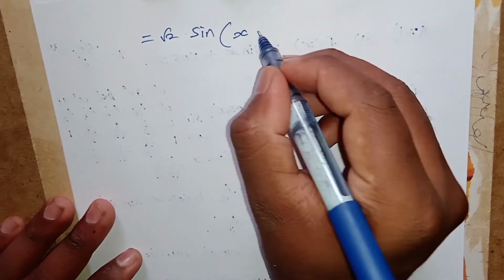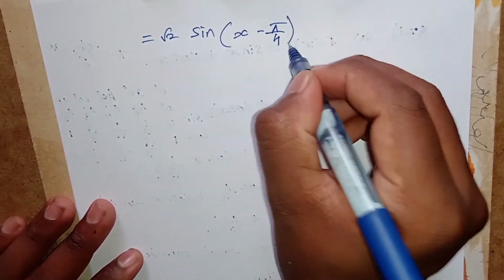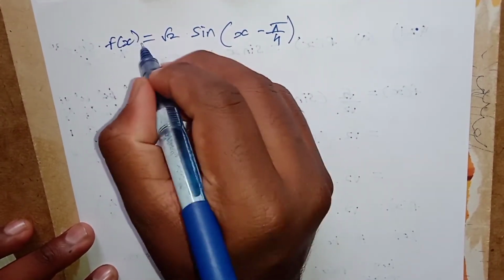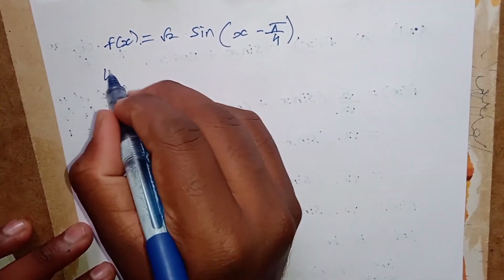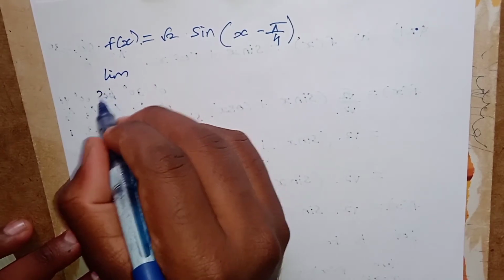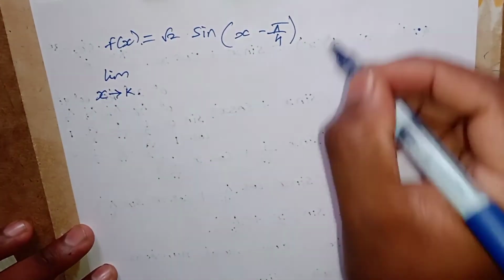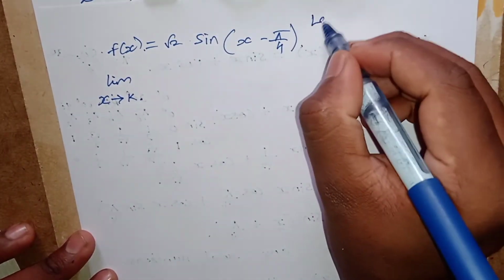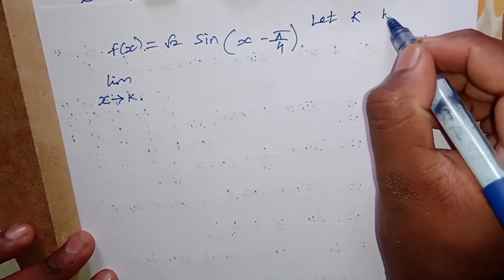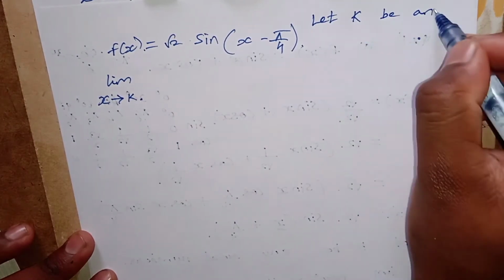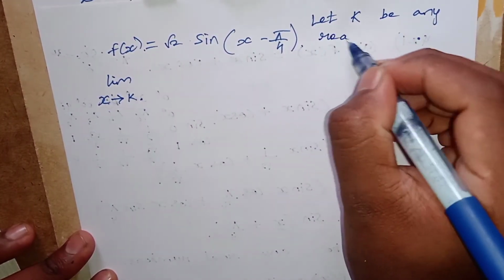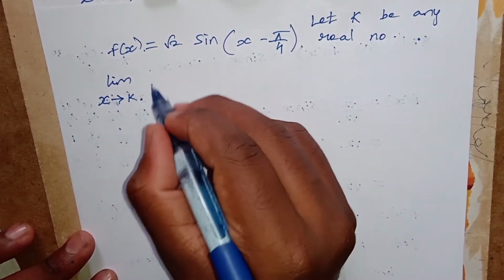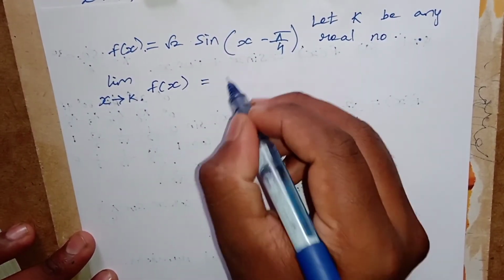Here, x minus pi by 4. Okay, here it is my function f of x. Now, limit x tends to k, because here in the place of x we can take any value. Therefore I am taking, let k be any real number. Okay, here limit x tends to k of f of x.